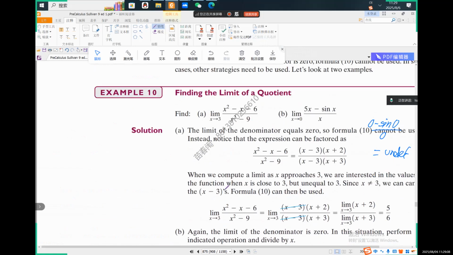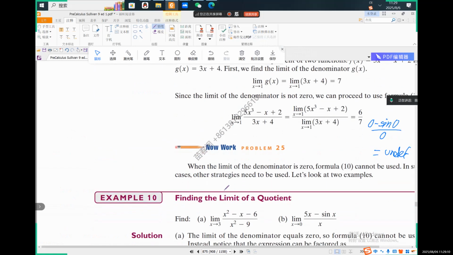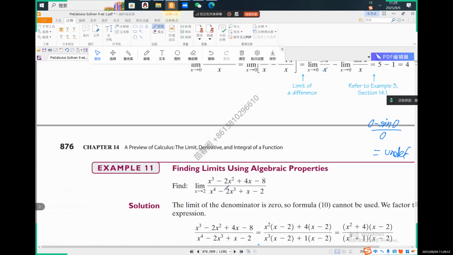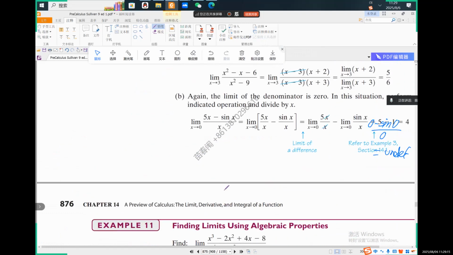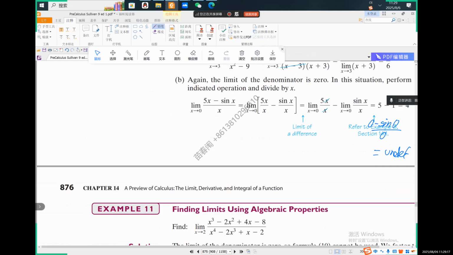So change the form. If you can't define it, you change the form. If you change the form and still can't find it, then you just can't find it.